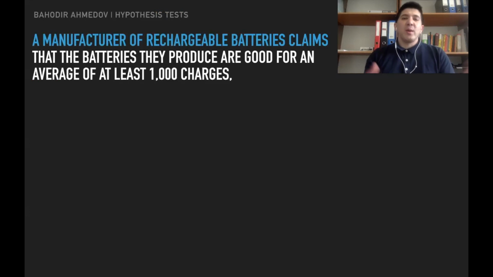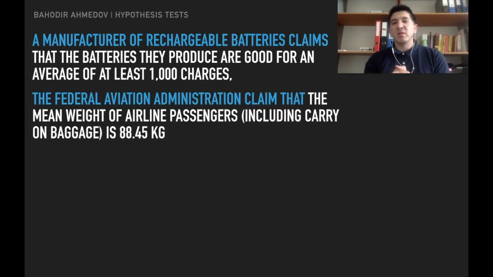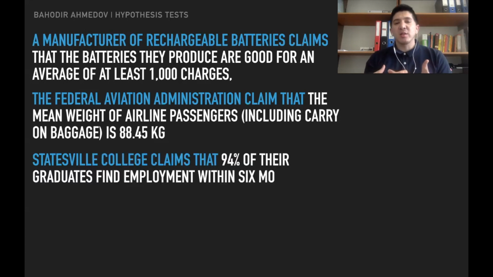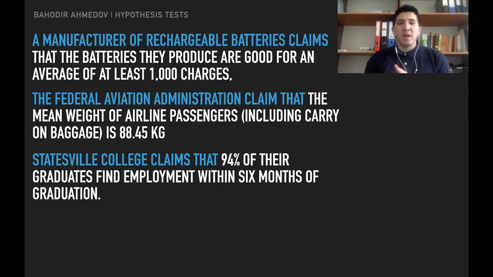So you probably have seen this kind of hypothesis before, when the manufacturer claims that their rechargeable batteries are good for at least 1,000 charges, or the Federal Aviation Administration claims that the average weight of the passengers is 88.45 kilograms, or Statesville College claims that 94% of their graduates find employment within 6 months. Whenever you see this kind of claim, you should know that this is a hypothesis. So the hypothesis basically means that it is not possible to prove this.